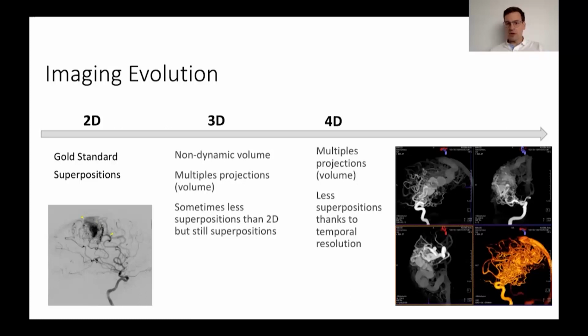But you now have access to a new technology: the 4D images. You add one variable, which is time. You have one resolution for this variable, and you have multiple projections and less superposition thanks to the temporal resolution, as I will try to show you during this talk.